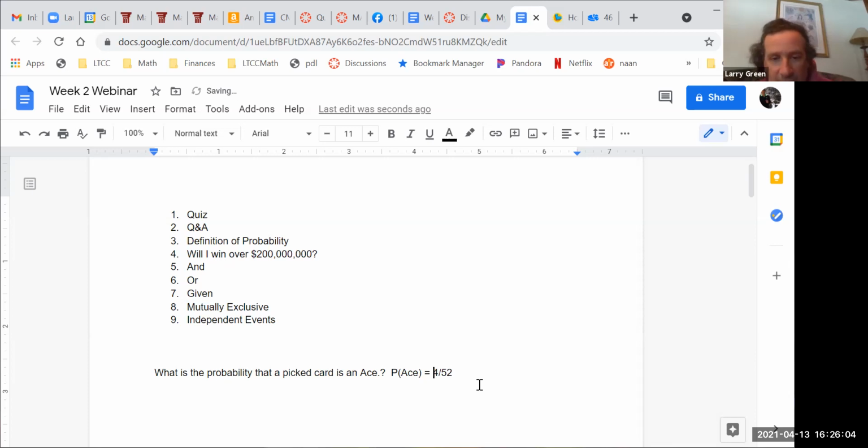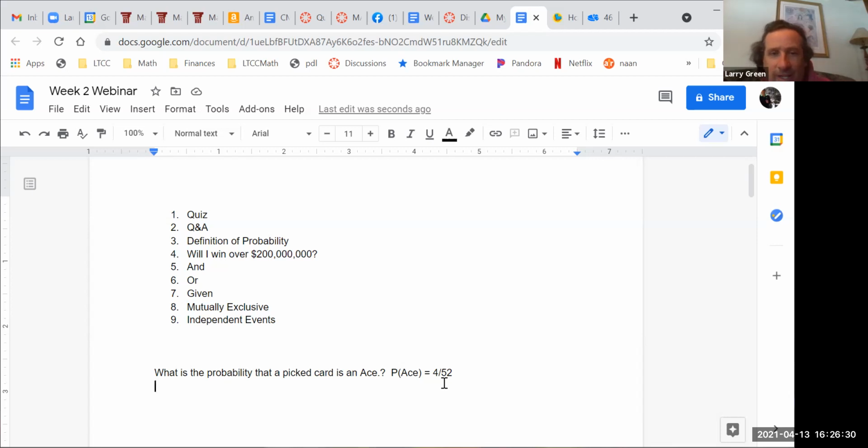is equal to 4 over 52. The symbol I use for probability is P. Mathematicians are pretty boring, so we just use whatever the first letter is. Sometimes you write ace, you could write A too, that's fine. And it's 4 out of 52. That's the probability that this card is an ace. Any questions on that?